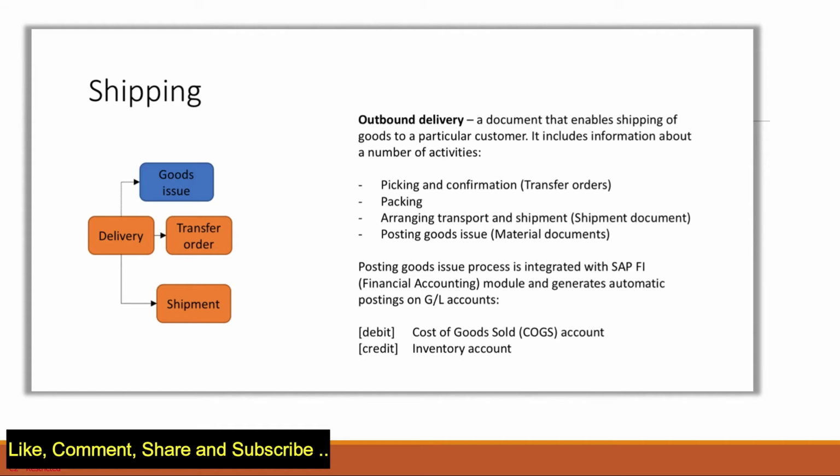Now, if we talk about shipping, we are talking about the delivery and the goods issue. An outbound delivery is a document that enables shipping of goods to a particular customer. In an outbound delivery, we can have picking and confirmation information. It can also have a transfer order. We have information about packing. We have transport and shipment information. And we also have to post the goods issue, wherein a material document is generated.